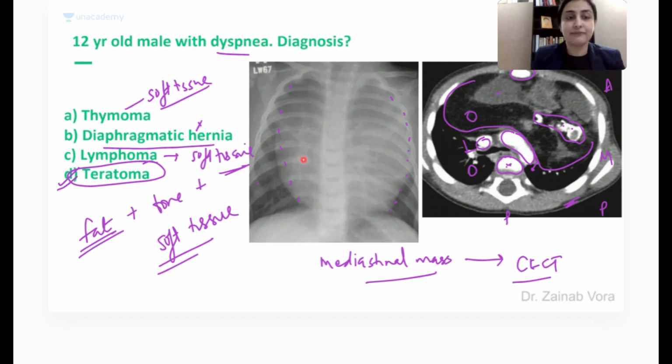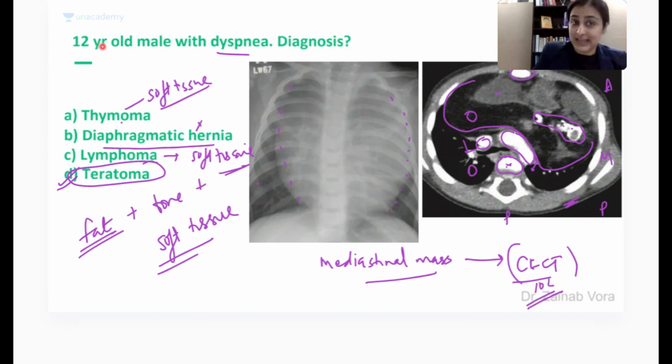Okay, on X-ray, definitely we cannot distinguish from thymoma, lymphoma. That is why we are doing CT, right? If we could tell on X-ray, what is the point of CT? So the X-ray only tells us that there is a mediastinal mass. That is why basically we need CT as the investigation of choice for characterization.